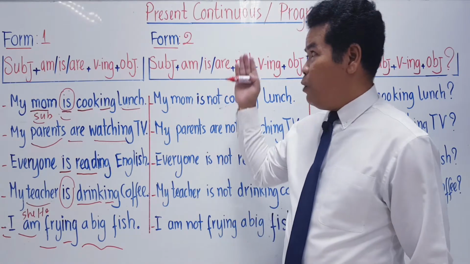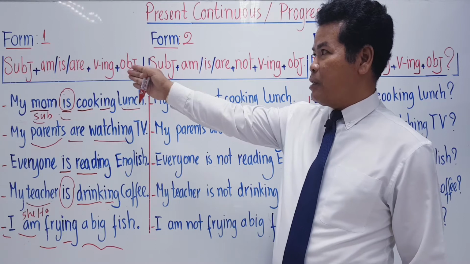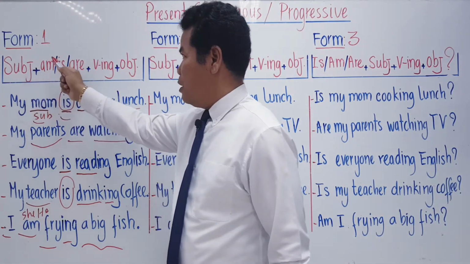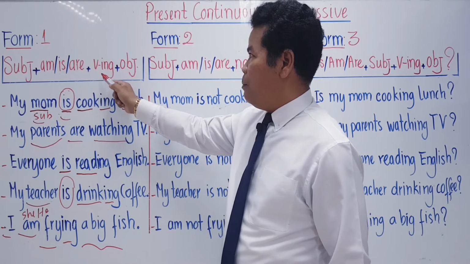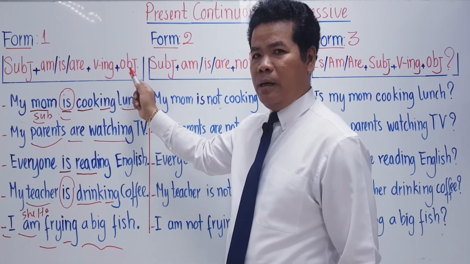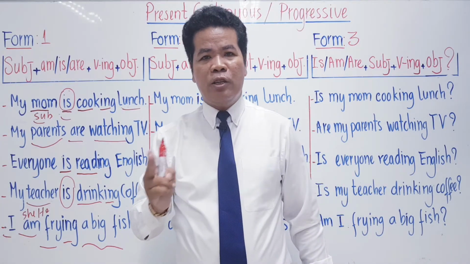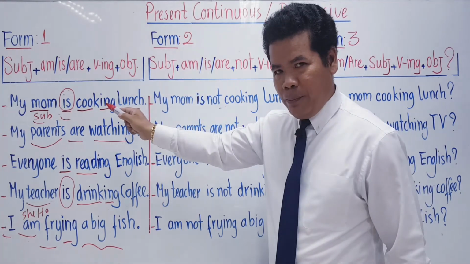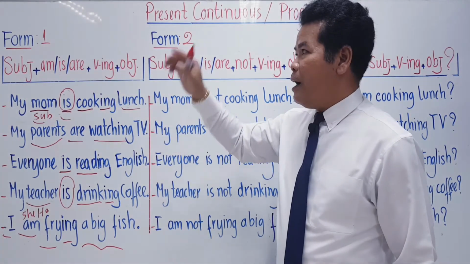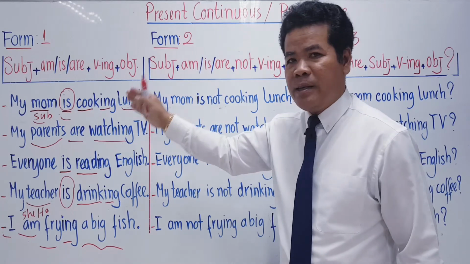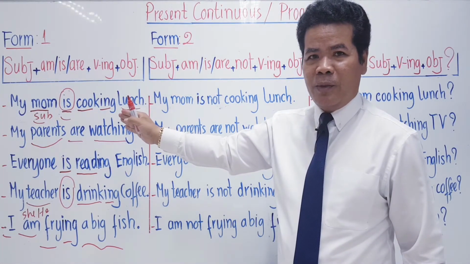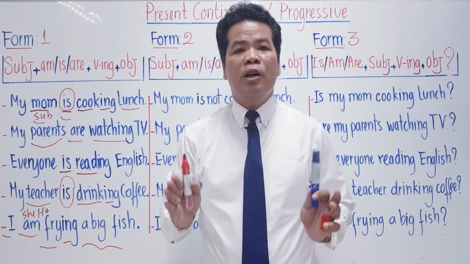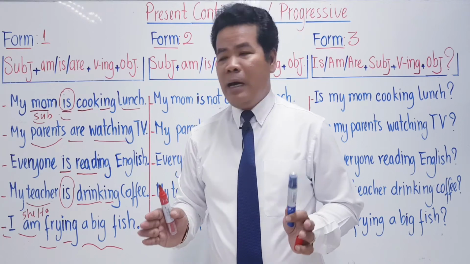Okay? So we go back to the form of the positive again. Remember the form: subject plus part of verb to be plus verb ing and plus object. You have got two stages as I told you. One, you have to use the right form. And then you have to use the right sentence. Okay? So you must feel confident when you make the present continuous form. Right? Now let's go to form number 2.